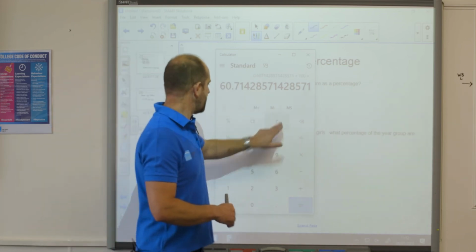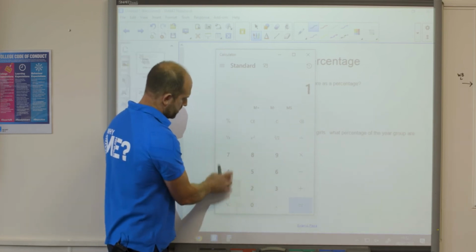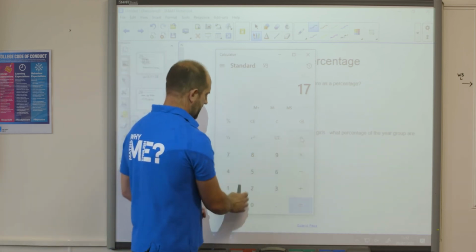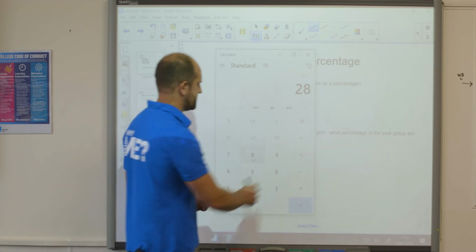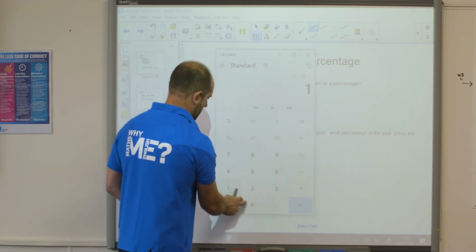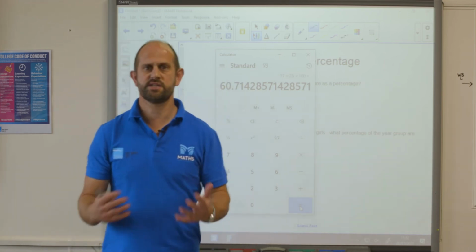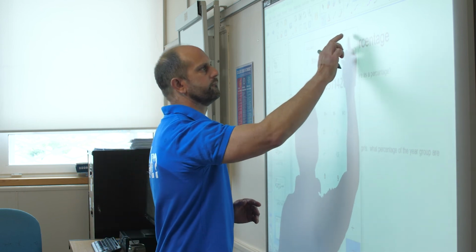To run through that again, we take his score, 17, we divide it by his maximum score, it could have possibly got 28, and we multiply that by 100 equals 60.71, 61 to the nearest whole number.